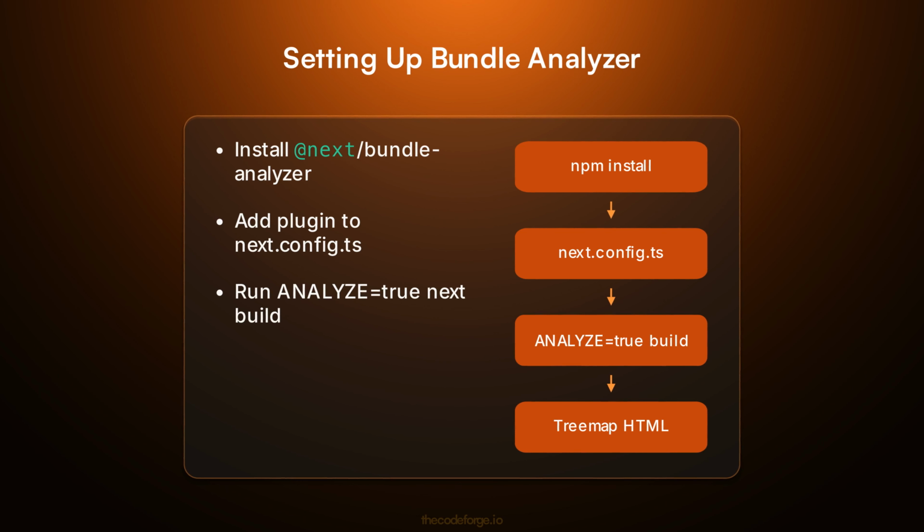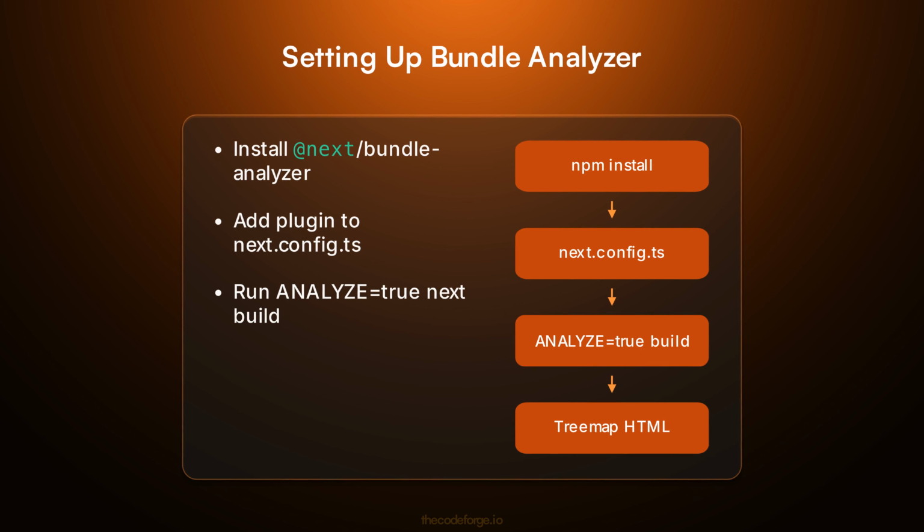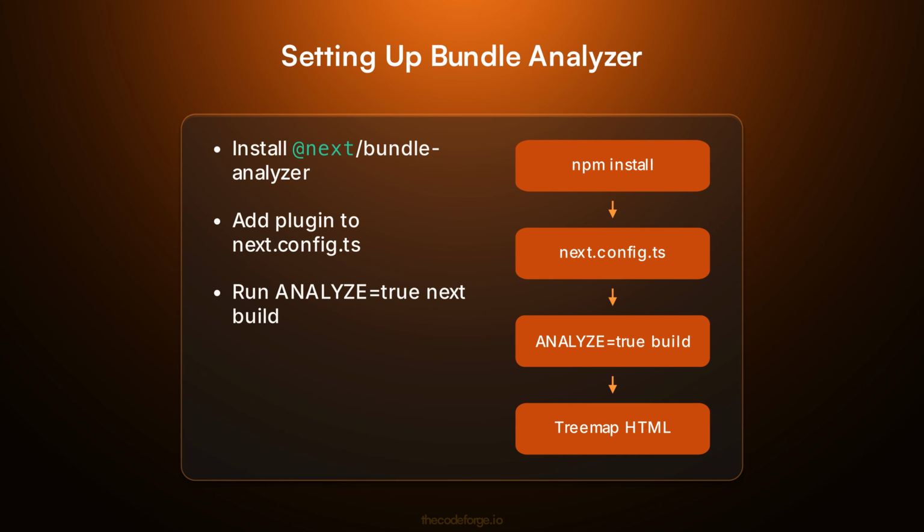Install @next/bundle-analyzer, add it to your next.config.ts and run ANALYZE=true next build. The output is an HTML file per page showing a tree map where each rectangle is a module. The larger the rectangle, the more bytes it contributes.